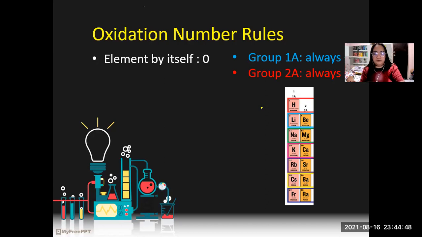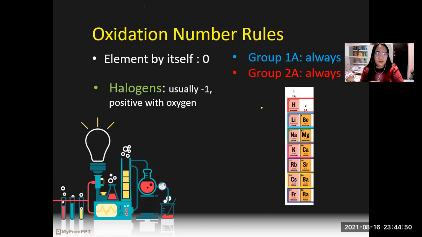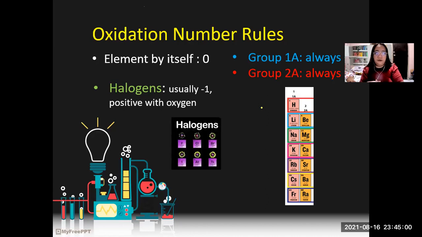Hydrogen is an exemption. Now, for halogens, usually they take the oxidation number of negative 1, but they are positive when combined with oxygen. So what are the different halogens? We have fluorine, chlorine, bromine, iodine, astatine, and a new one, tennessine. If you like to check, TS, that's tennessine. So these usually take a negative 1 oxidation number unless they are paired with oxygen.